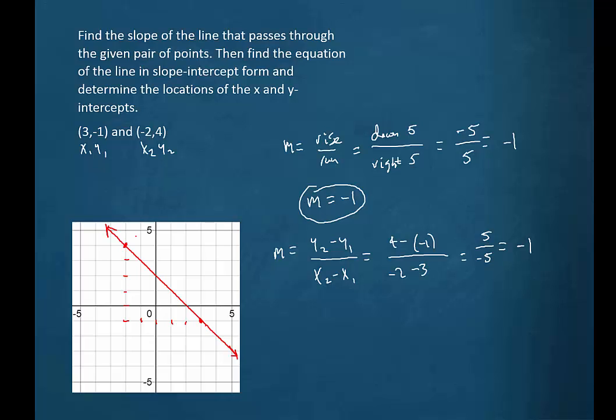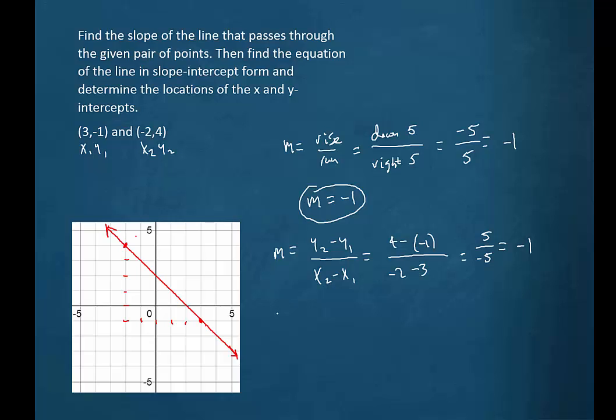Now, notice again that when we counted it off, we had -5 over 5. And then when we used the formula, we had 5 over -5. Had we switched these two dots and called the first one x2, y2 and the second one x1, y1, we would have had this orientation, -5 over 5. It doesn't matter how you label them, just as long as one of them is called x1, y1 and the other one is called x2, y2.